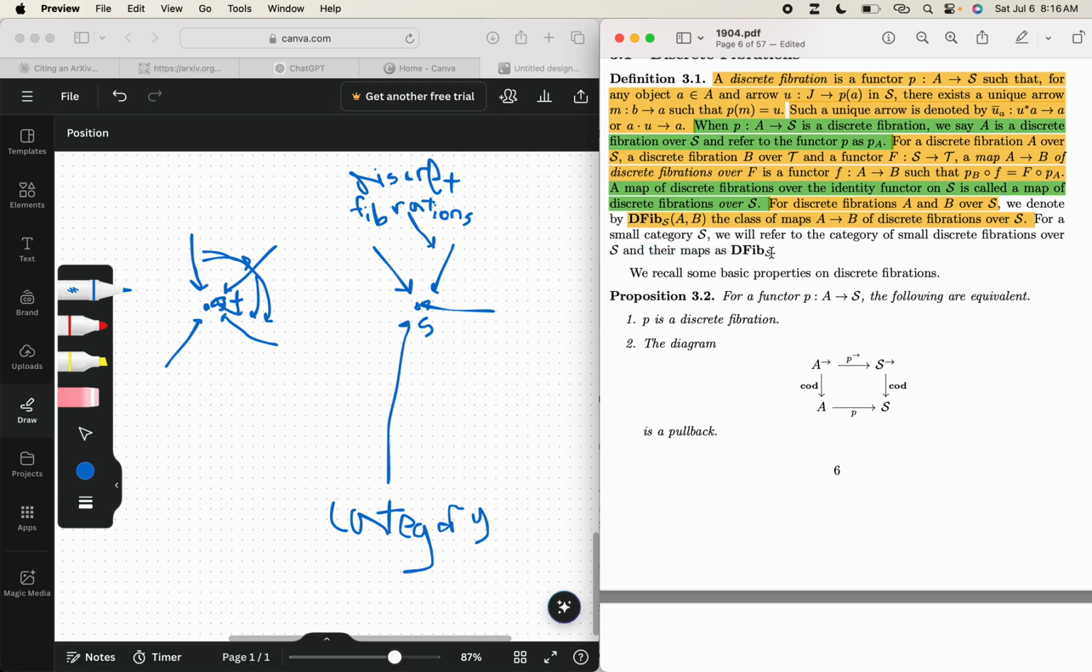So basically, in conclusion, if you ever see DFib_S, you are looking at a category of maps between discrete fibrations into the same object. And just remember that discrete fibrations are functors. And so you're basically looking at, I think, a category of functors. And now I'm thinking, but when you map between functors, isn't that usually like a natural transformation?